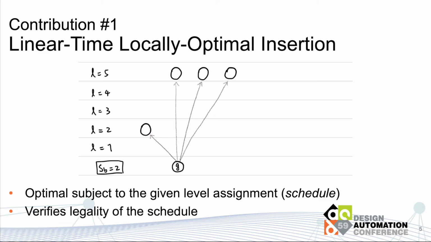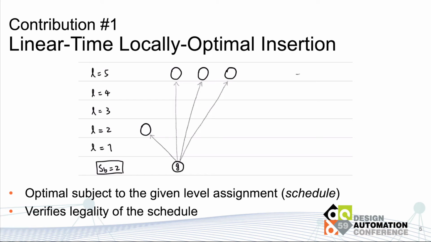Our first contribution is a linear time, locally optimal buffer insertion algorithm. Given the level assignment to all gates, for each gate G, we want to insert the least possible number of buffers at its fan-out to legalize the circuit. The relative levels with respect to the level of G are labeled on the left of this figure, and we assume the splitting capacity SB is 2.